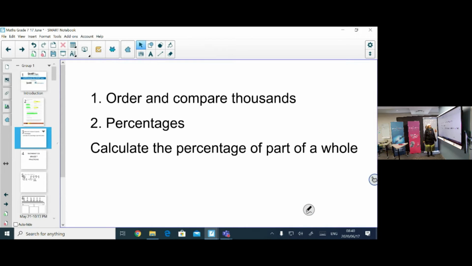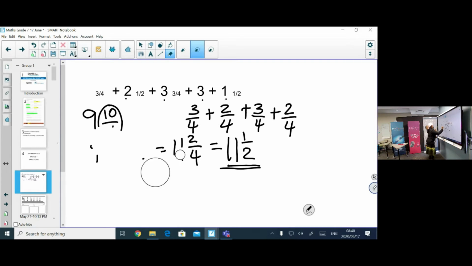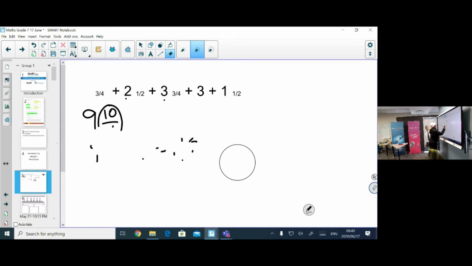But today we are also going to continue with ordering and comparing fractions, and percentages, calculating the percentage of the part of the whole. So this one I will erase, and see how much we get.